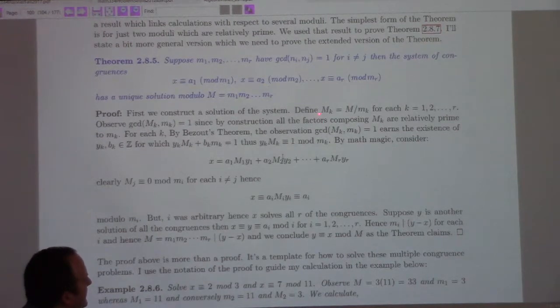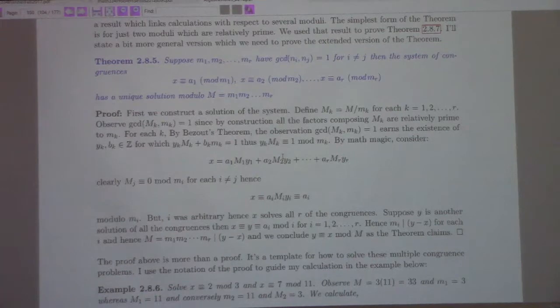What you do is you take M sub k to be M over m sub k. See what I've done is the big M is formed by the product of all the relatively prime moduli, right? So if you take that and you divide by m sub k, you've removed the m sub k factor from it. So when you look at the GCD of this and that, there's no m sub k common to both. There's no common factor, so this GCD is 1. It's very sneaky. So by construction, all the factors composing M_k are relatively prime.